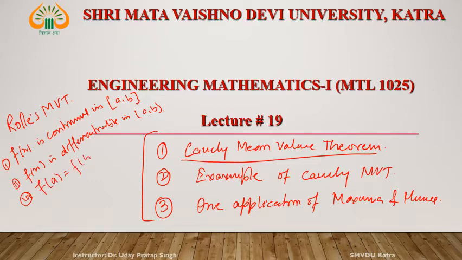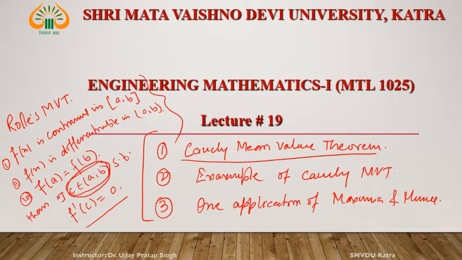the values of the function at the endpoints are equal, then the result of Rolle's mean value theorem states that there exists c belonging to the open interval (a, b) such that the derivative of f at the point c is equal to 0. There exists at least one c. If any f satisfies these three conditions, then there exists at least one c in (a, b) such that f prime c is equal to 0. This is the statement of Rolle's mean value theorem.